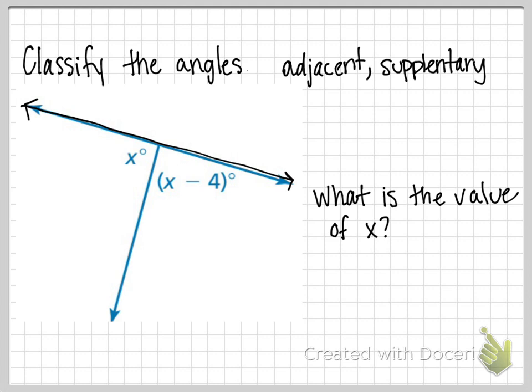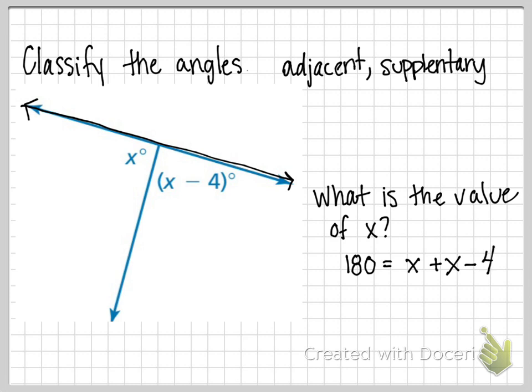What do we know? These are supplementary. Hazen, what would you do? How big is the angle that these add to equal? 180. So 180 equals what, Hazen? How would I structure the rest? X plus 4. Write it just how it's written here. X plus 4, and X minus 4, because it's a minus 4 on there.